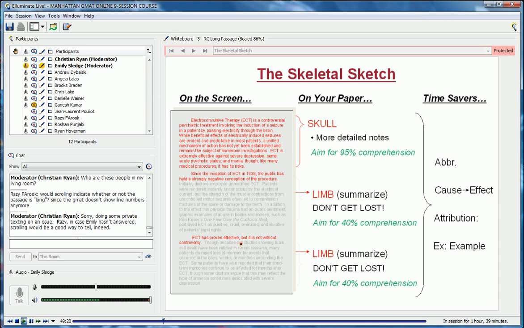For later paragraphs, do basically the same thing. So about 40% comprehension there means you know what the paragraph discusses, and you could go back and find it if you needed to.